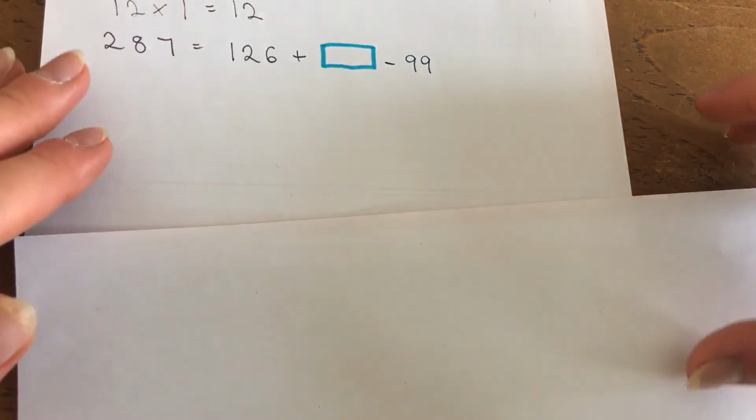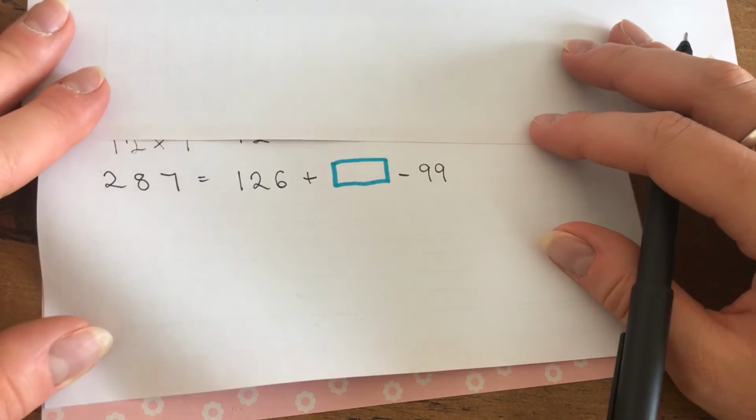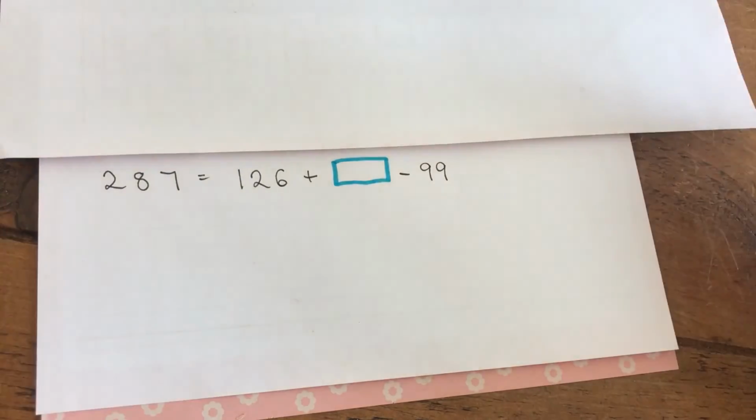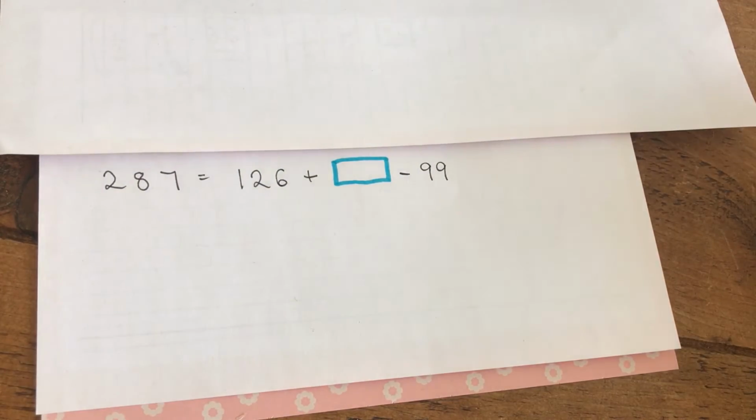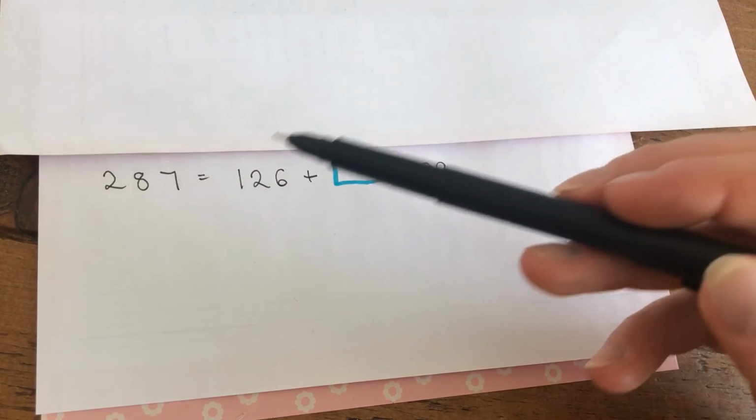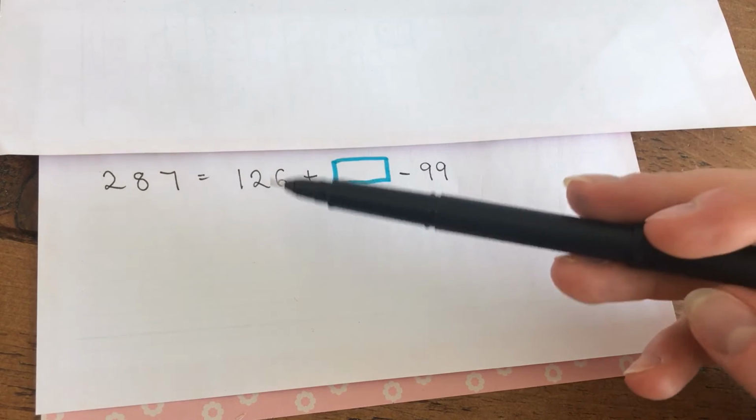So let's have a look at this last one. It's the last one we're doing together, the last one of the video. Okay, so we've got 287 equals 126, add something, take away 99. Tricky this one, because there's lots going on over here. Hard to know where to start.